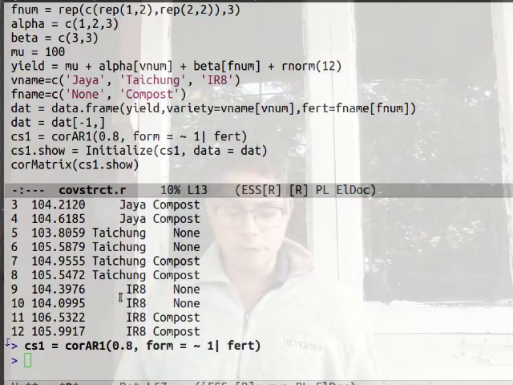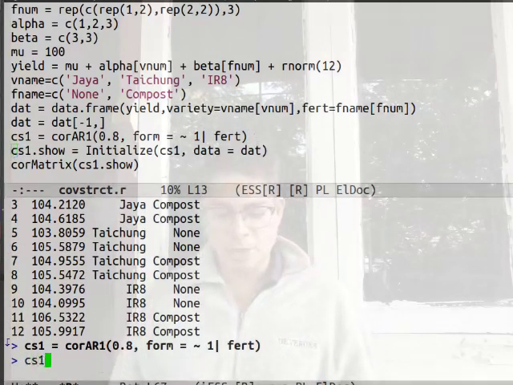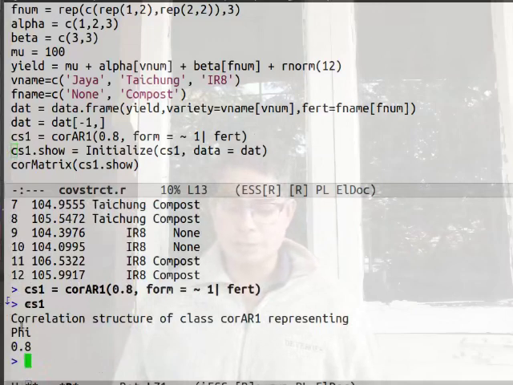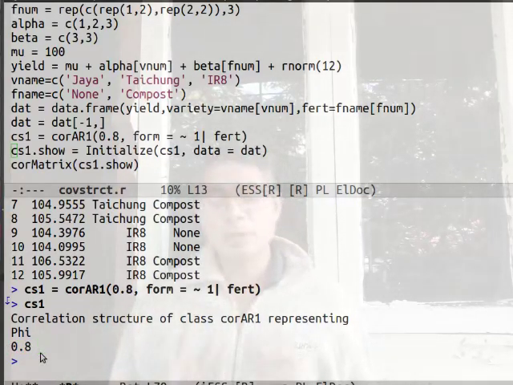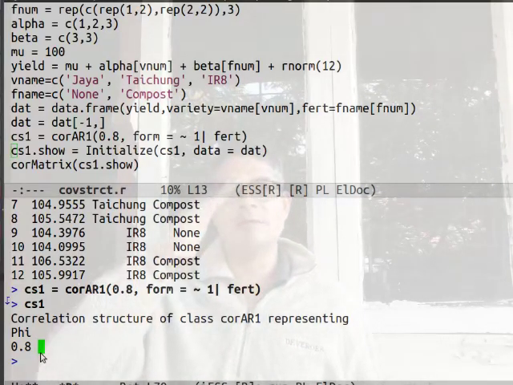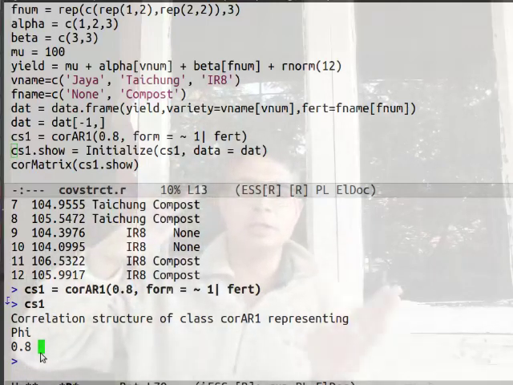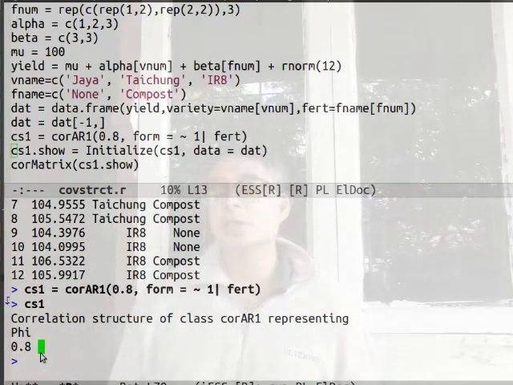So I do this CS1, and if you try to print CS1, nothing interesting occurs. It merely says correlation structure of class corAR1 representing rho 0.8. Incidentally, I said that all the off-diagonal entries are the same. That was for compound symmetry. When you are working with an AR1 structure, the first off-diagonals are rho, rho, rho, then rho squared, rho squared, rho squared, then rho cubed, and similarly in the lower triangular half. You are going to see that in a moment.